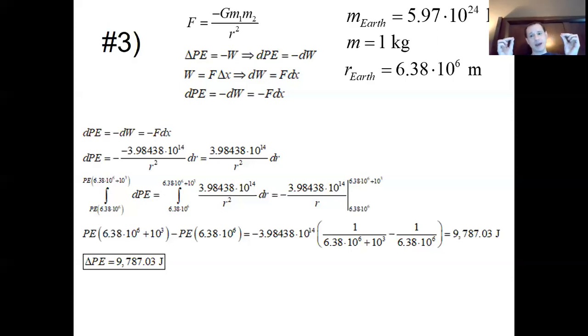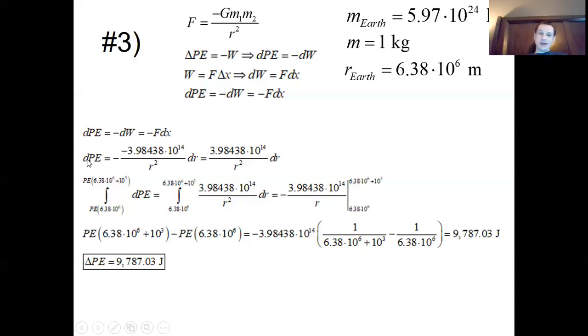Now there's the rub, okay? The distance between their centers is going to change because you're literally moving one away from the other. So it's a variable. It is going to change. I can't plug things in right now because in calc, you don't want to plug in things that change until after you've done all your calculus, because calculus is about change. But if you simplified the numerator, this negative G m1 m2 thing, you would get this number on top of the work, which is negative 3.98438 times 10 to the 14.